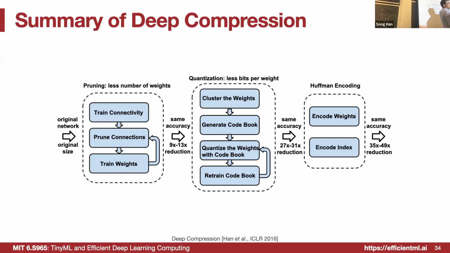And then for quantization, we can first cluster the weights, like we color them into different colors, create a code book, and then we quantize the weights according to the code book and retrain the code book. In this manner, we can further improve the compression to 27 to 31 times. Finally, we encode the weights and index, so that we can use a different number of bits for popular versus infrequent weights, and finally lead to 35 to 49x reduction of the model size.